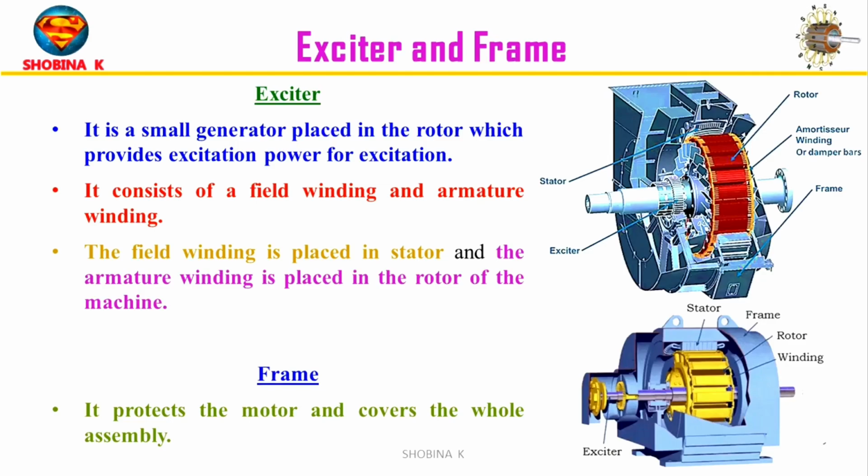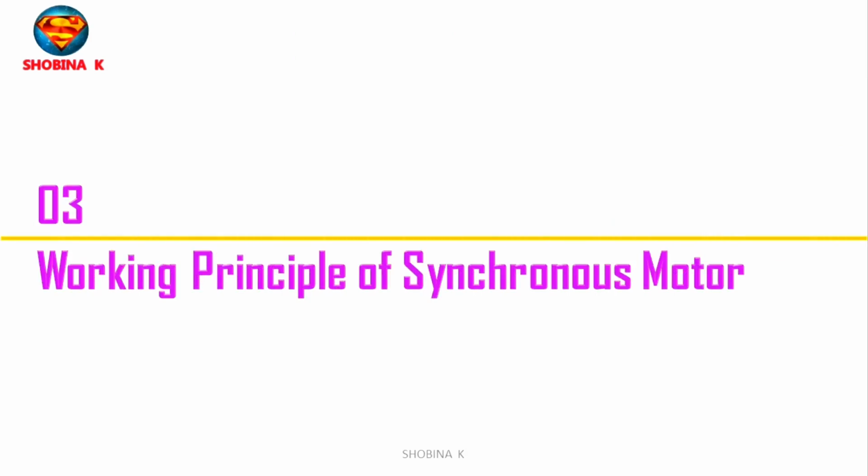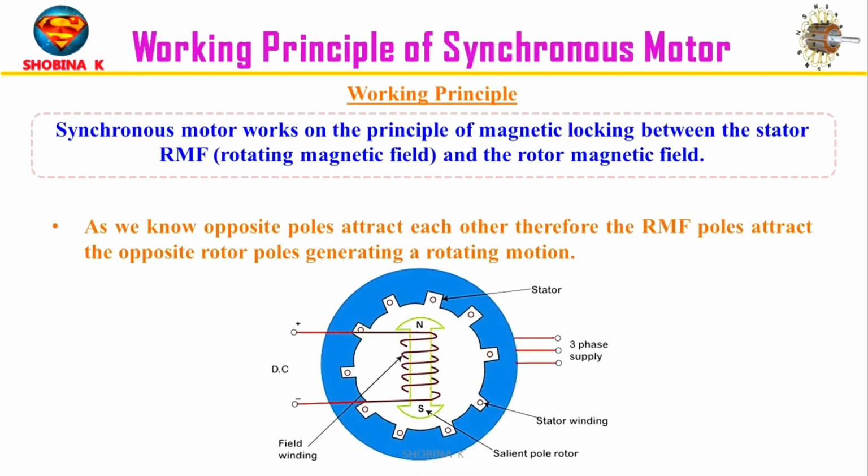Now let's move on and understand the working principle of the synchronous motor. The synchronous motor works on the principle of magnetic locking between the stator RMF and the rotor magnetic field. And we know that opposite poles attract each other. Therefore, the RMF poles attract the opposite rotor poles, generating a rotating motion. Now let's delve deep into the working principle of the synchronous motor.